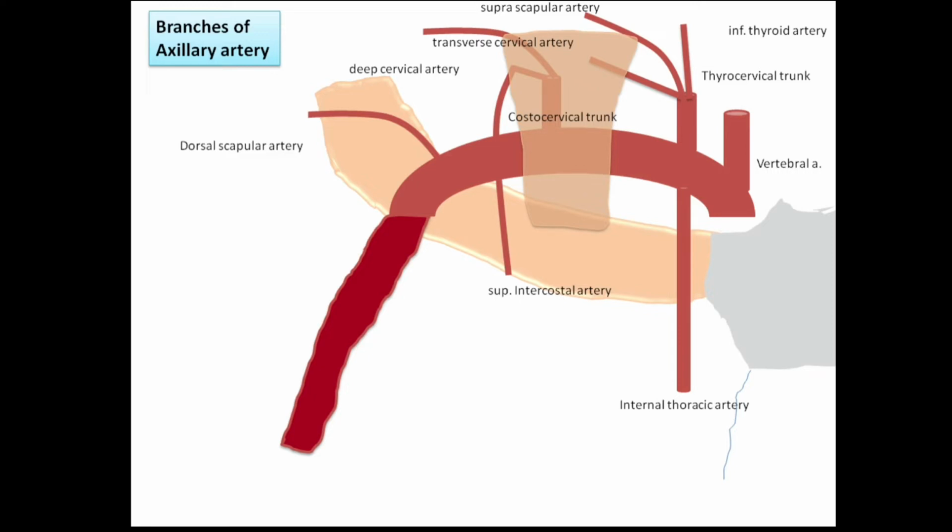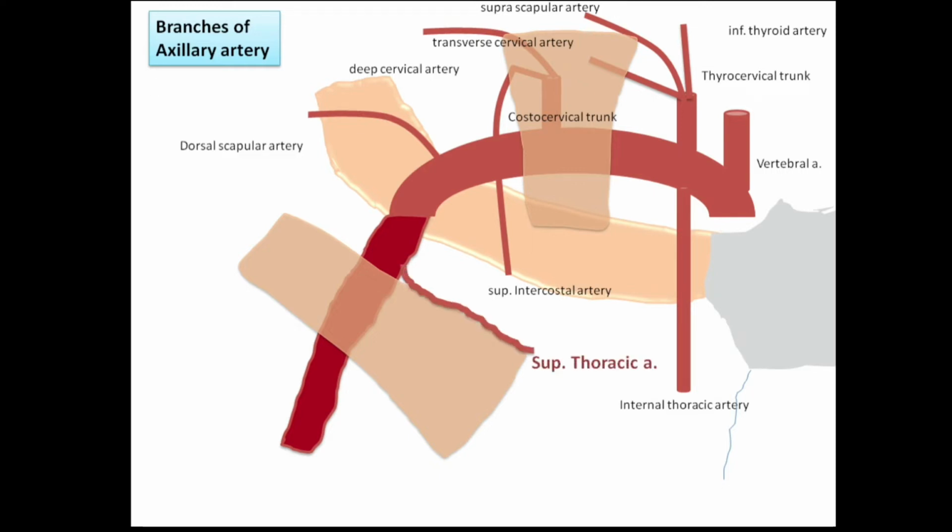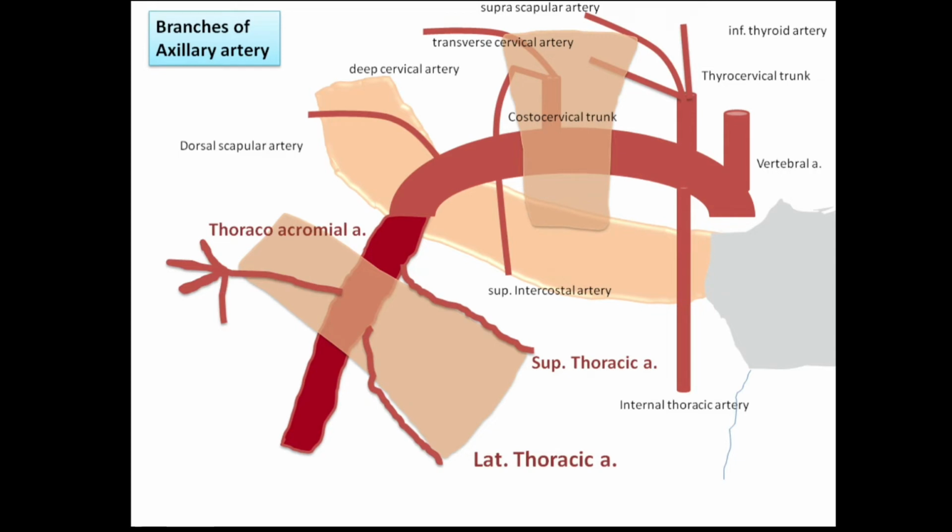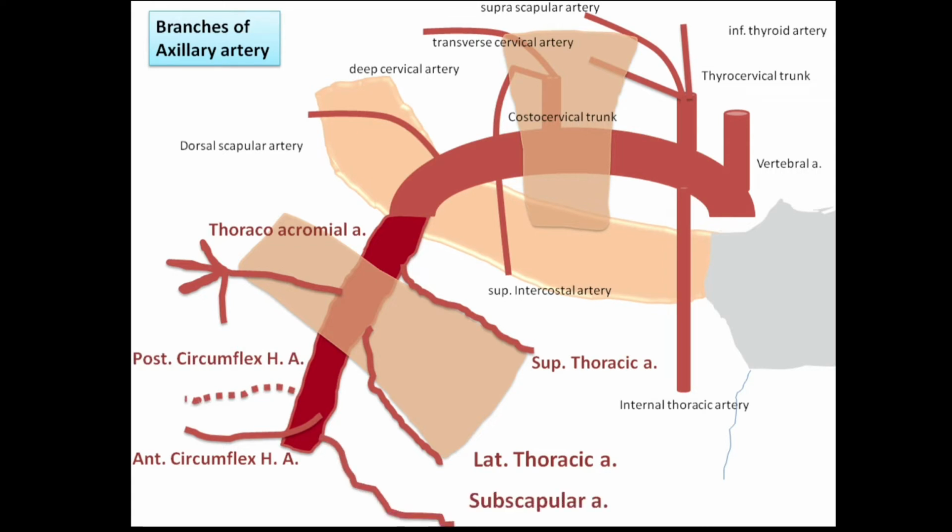So here we can see the pectoralis minor, and from the first part it gives rise to superior thoracic artery. From the second part, it gives rise to the lateral thoracic artery and thoracoacromial artery. The thoracoacromial artery has four branches: clavicular, deltoid, pectoral and acromial branch. And from the third part, it gives rise to anterior and posterior circumflex humeral artery, and we can see the subscapular artery. The subscapular artery also gives rise to the circumflex scapular artery.